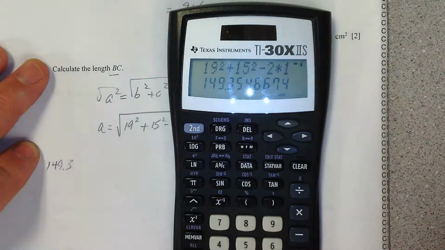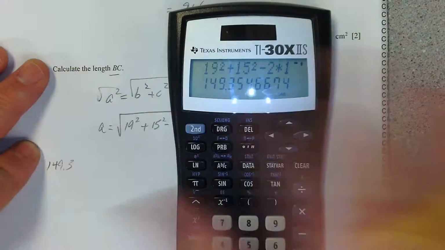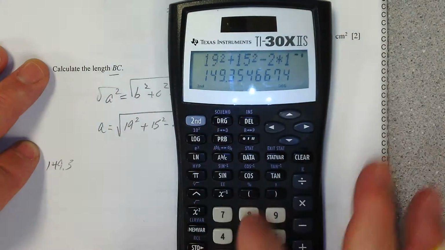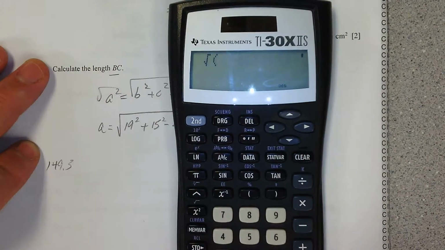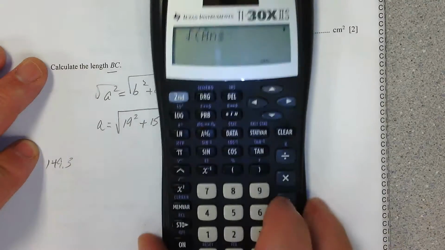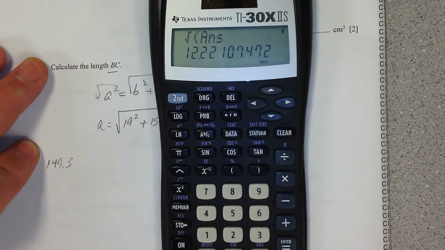Okay, now I'm keeping that in there, right? I'm not going to write the whole thing out. I'm not going to retype it. It's going to stay there. So watch how we're going to do this. I'm going to do second and square root, and then second, and then the answer key right here, and you see, and then I'm going to hit equals.